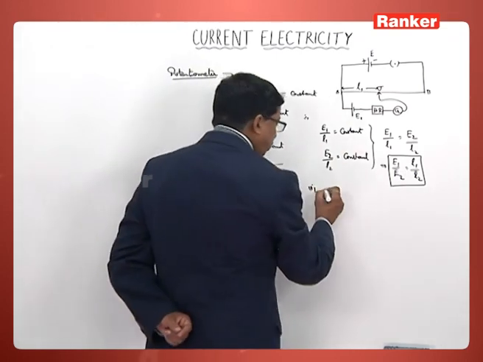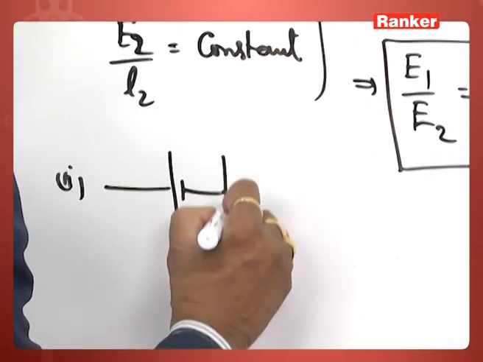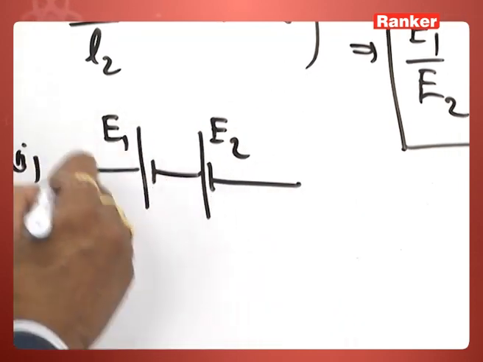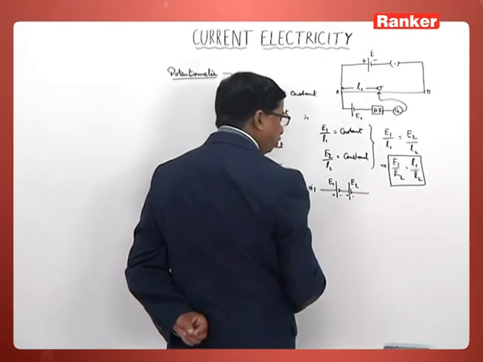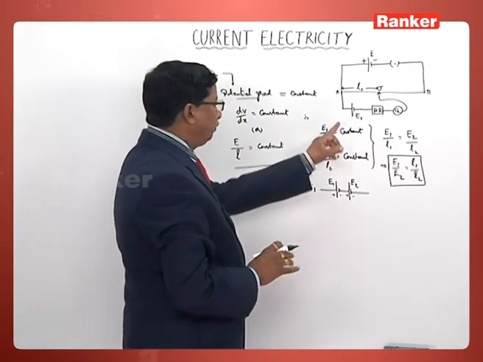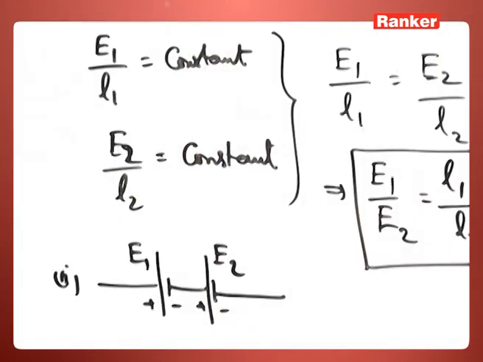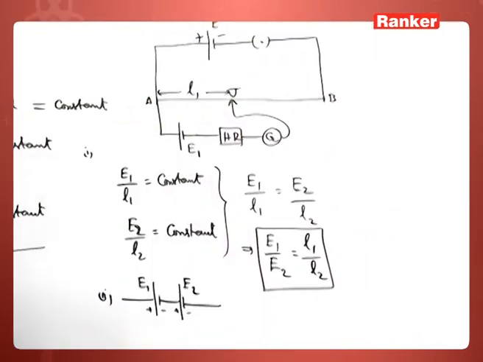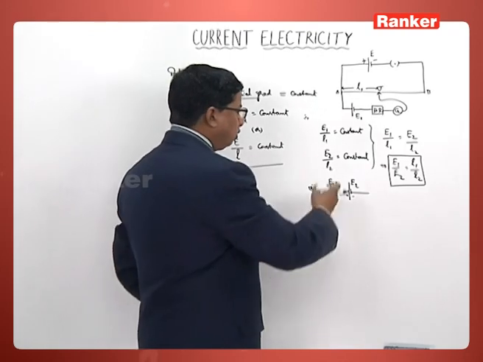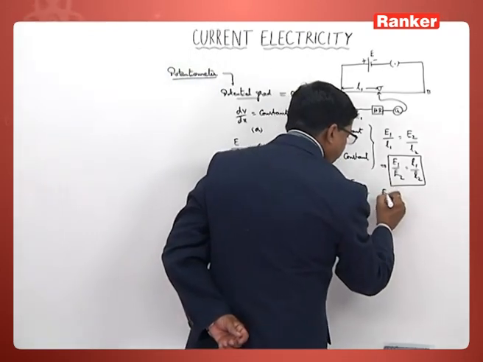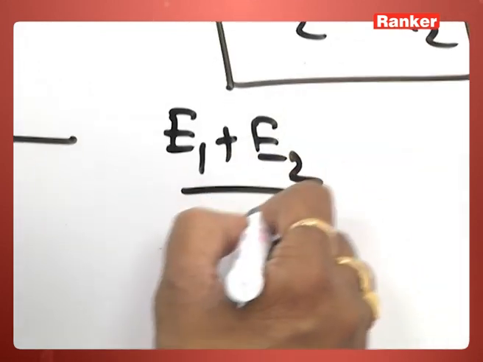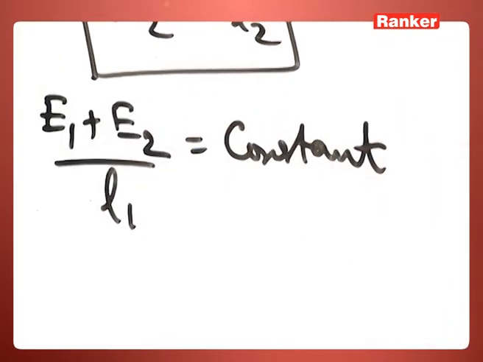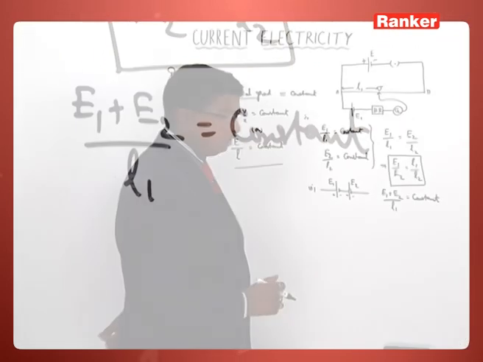Just in the secondary circuit, we are connecting both the cells in series. For example, one is of EMF E1, one is of EMF E2. Both are now connected in series across the secondary circuit. After connecting them like this, we have calculated the balancing length as L1. Then what to write over here as an equation? E1 plus E2 by L1 must be a constant. That is, the potential gradient is constant again, we can write.